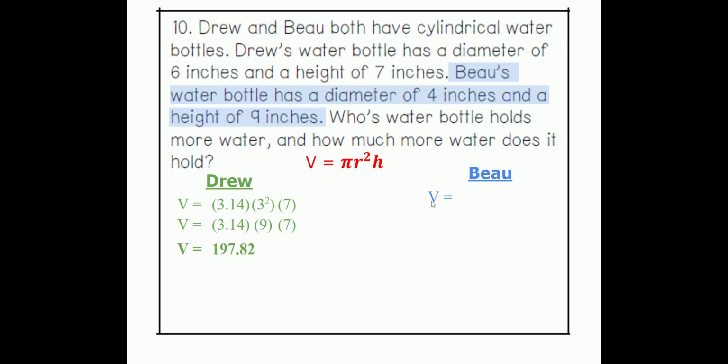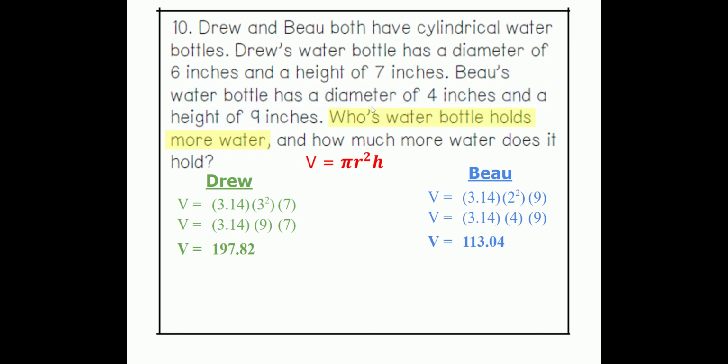Bo's water bottle has a diameter of 4 inches and a height of 9 inches. So we don't know the volume. We know pi. We know the radius because it's half of the diameter. So half of 4 is 2. And we know the height, which is 9 inches. So we're going to multiply it all out, and we end up getting 113.04.